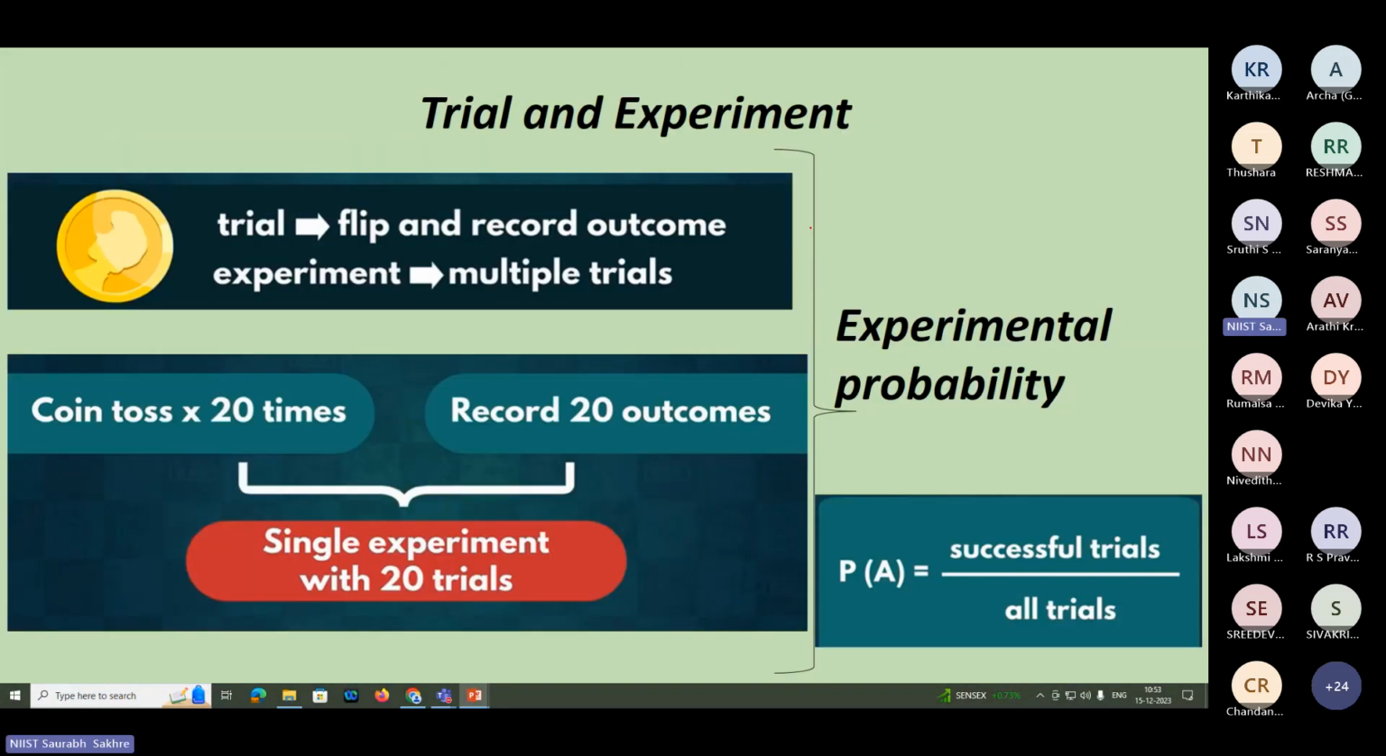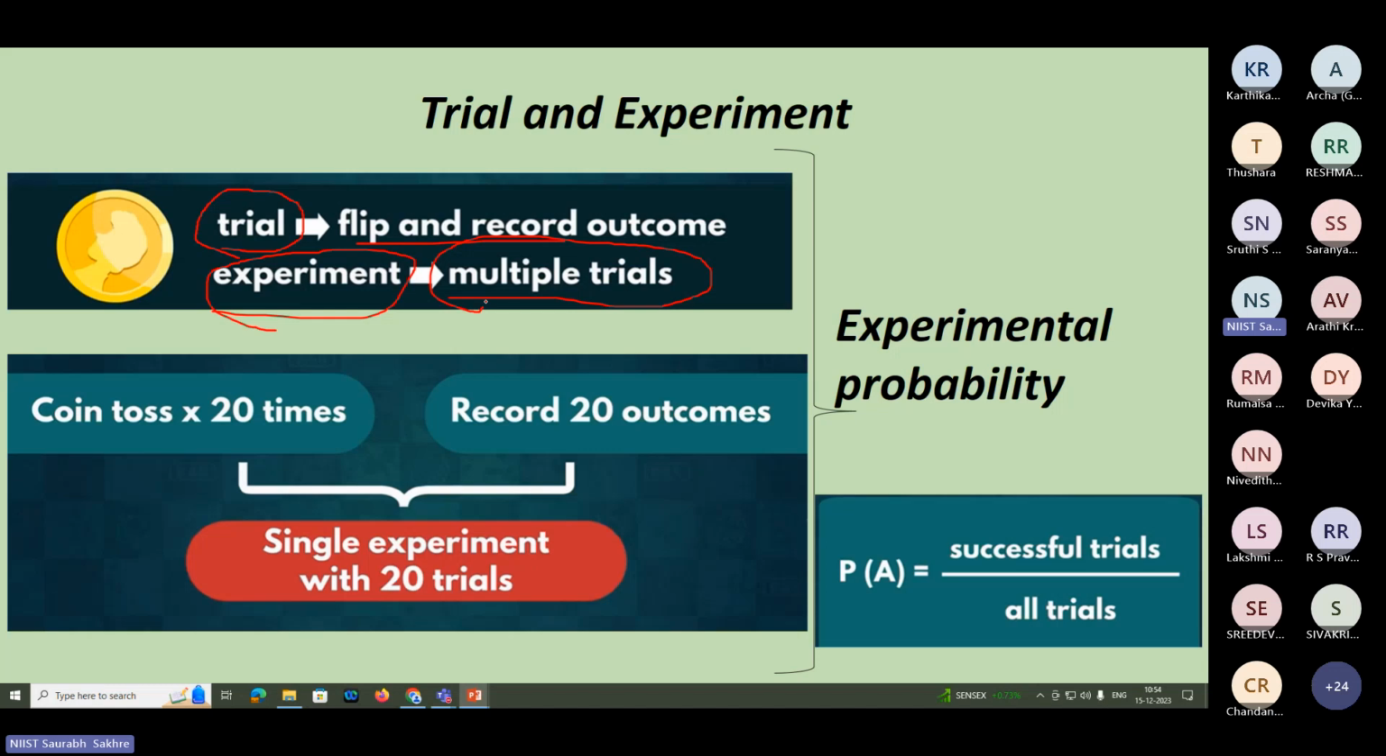Now I want you to understand the difference between two things, trial and experiment. Suppose I'm flipping a coin one time, and I have recorded the outcome. That particular one time doing is known as a trial. But if I am repeating this trial many times, then it has become my experiment. So whatever experiments you people are doing in your lab, the first time someone would have done some trial, but when you are repeating it, you are doing an experiment. So an experiment is nothing but multiple trials.